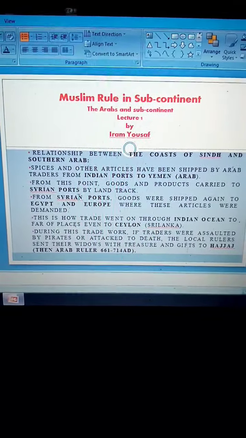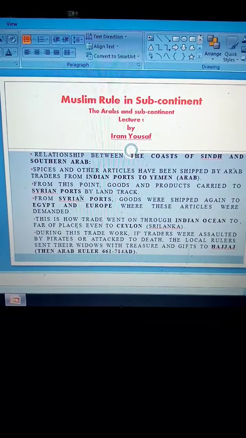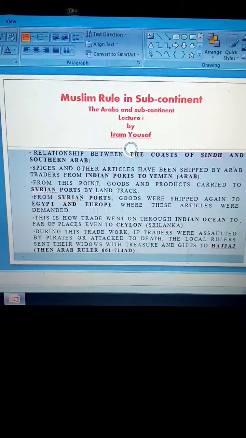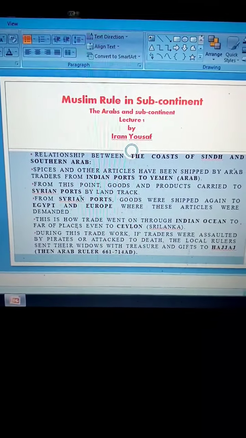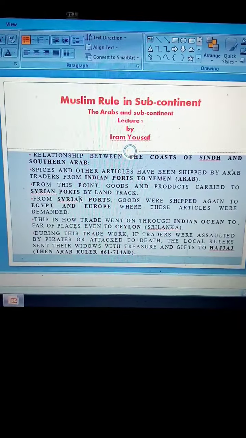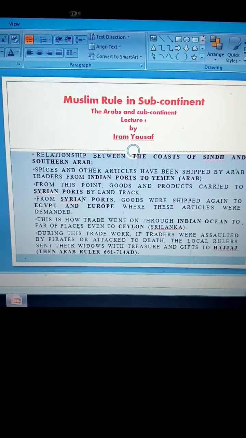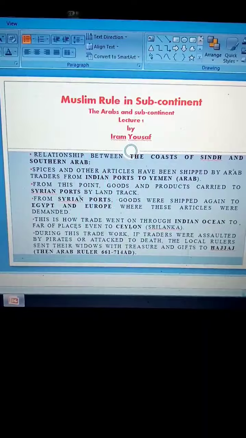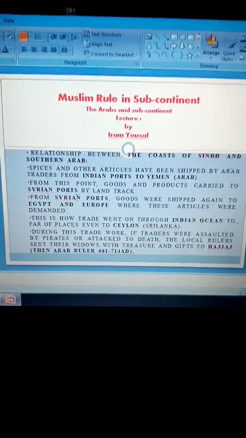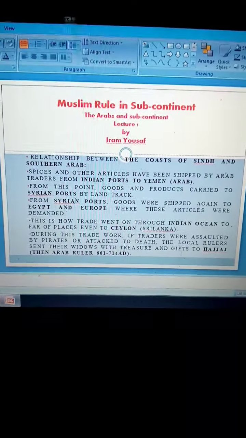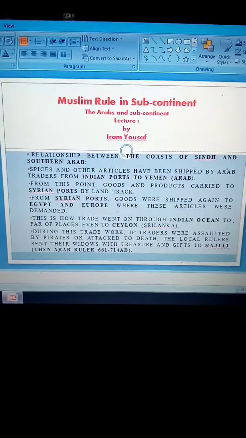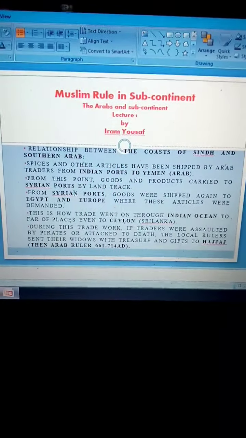So, in Muslim rule in subcontinent, which will be helpful in CSS and PMS examination, we'll discuss the arrival of Arabs and their invasion and how they conquered different parts of the subcontinent. To begin with, the first point is that there was territorial proximity between the coast of Sindh and the southern Arab.